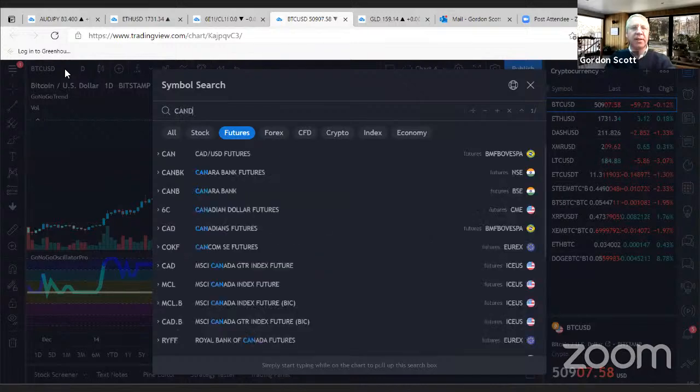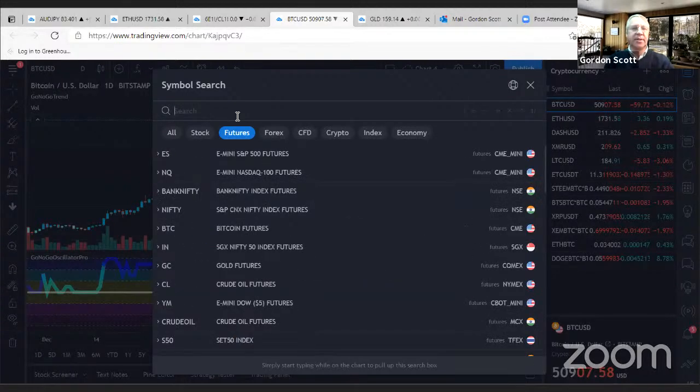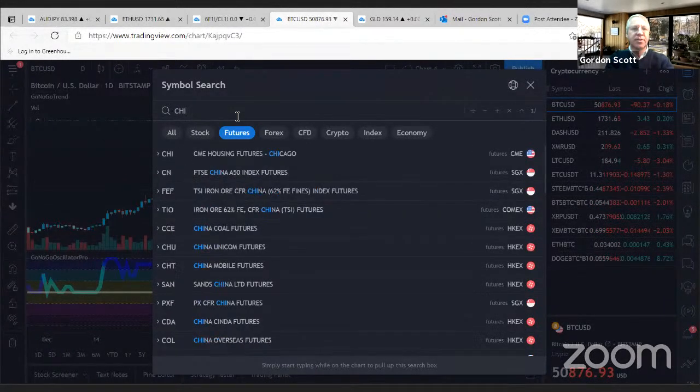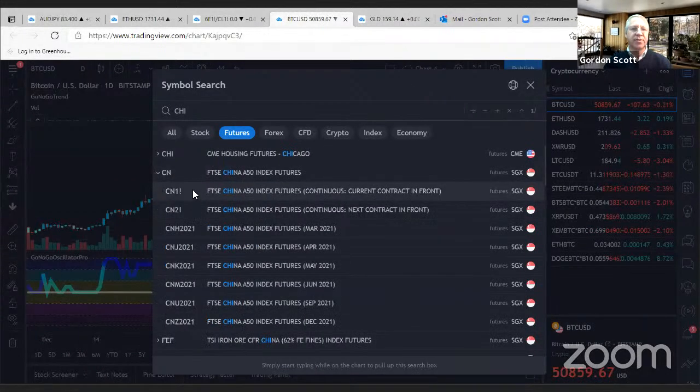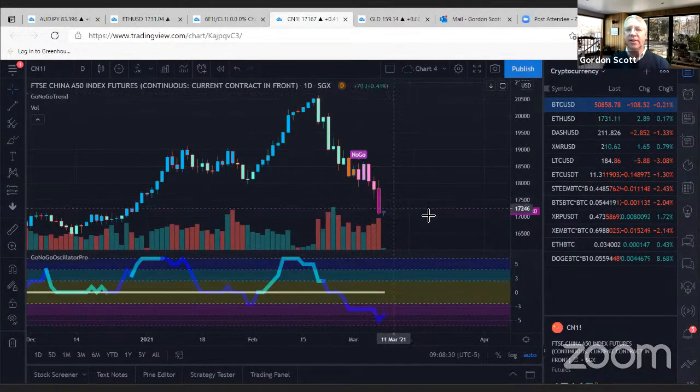Let's see. Futures. Oops. Oh, Chinese index, of course, not Canadian. Yes, Chinese index, FXI, or is there a futures? There we go. FTSE 50 China futures. Got it. Right there. Okay. And this is also daily, and that's looking ugly.